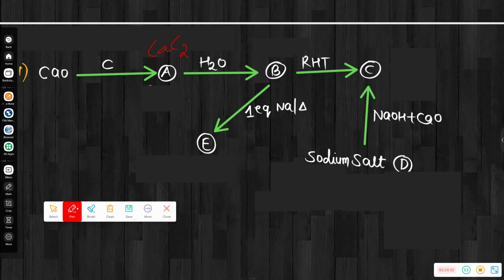Calcium carbide. Hydrolysis. Red hot iron tube gives benzene. Now see, with one equivalent sodium, what will form? Sodium ethynide. Now see, sodium salt of the acid, NaOCO, benzene has to form.